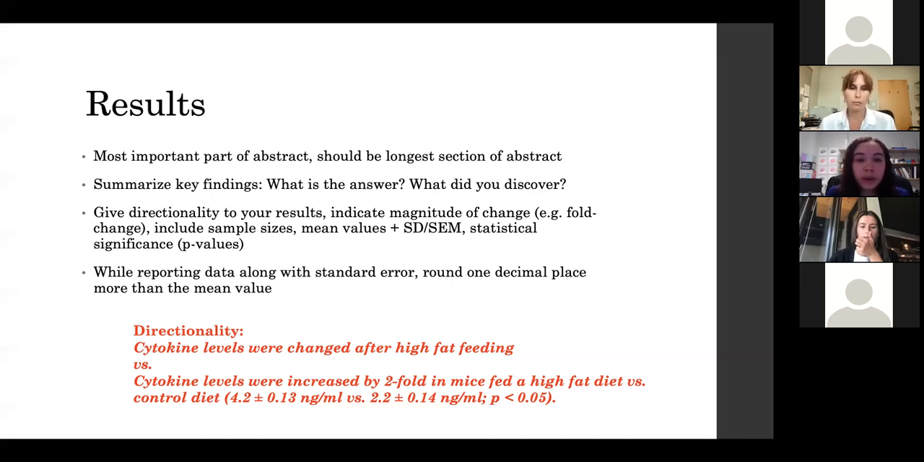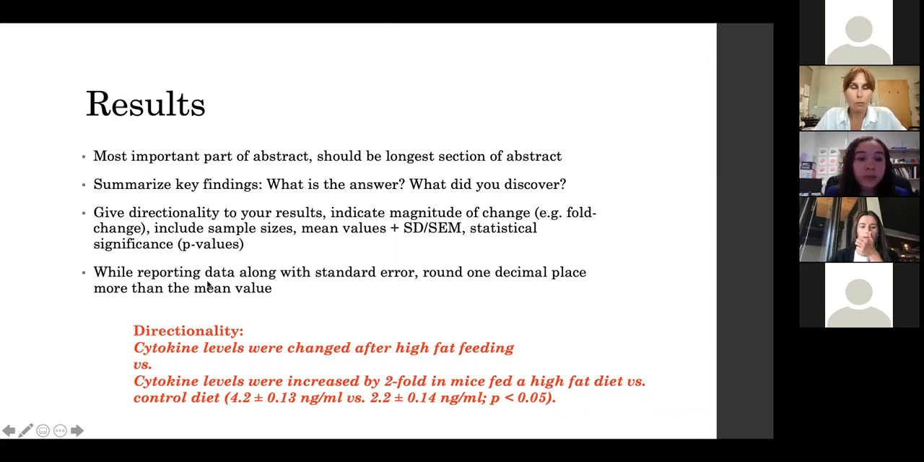One important tip about the way that you can describe your data is that while you are reporting the data along with the standard error, you must round one decimal place more than the mean value. So we can see that in the example here. If you have a mean value of 4.2, you can state the standard error or the standard deviation as 0.13. So this is a pattern that we use to describe the data.